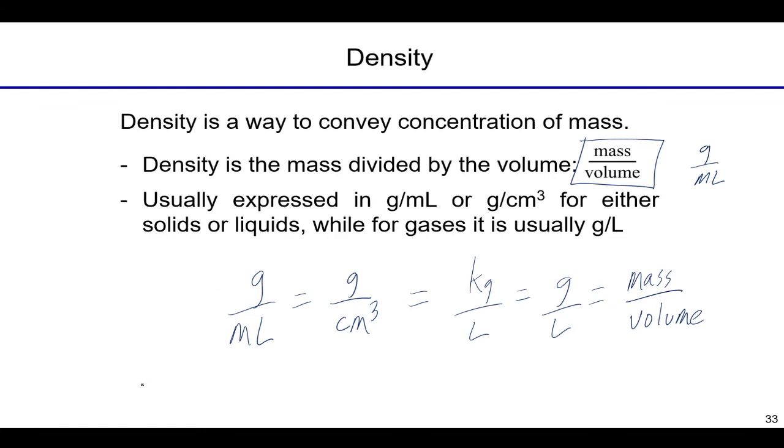And importantly, I'll write it again because it's so important. Density is unique to an element. So gold has a certain density, carbon has a certain density in particular structures.